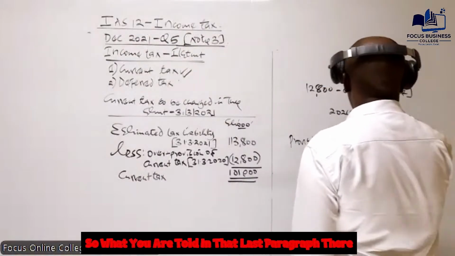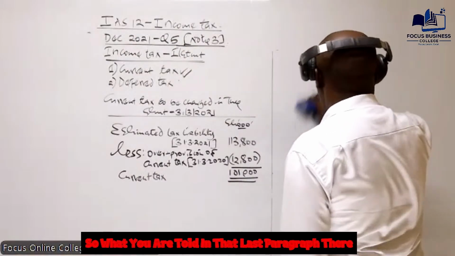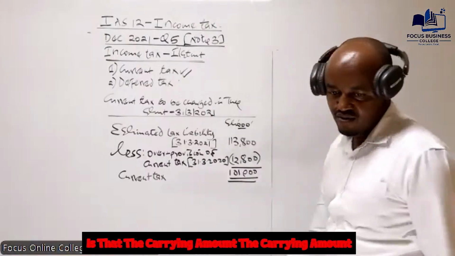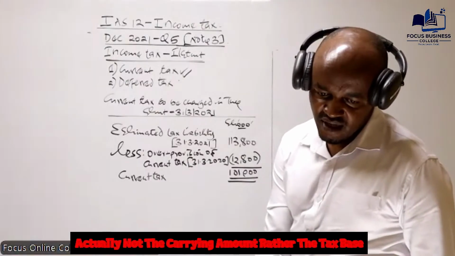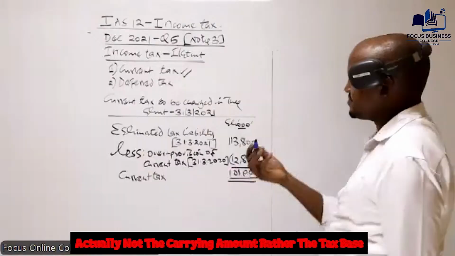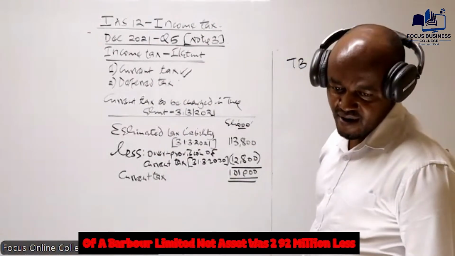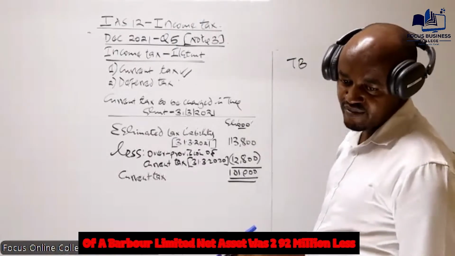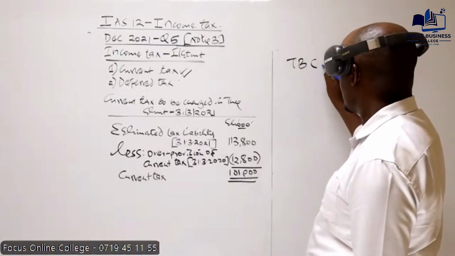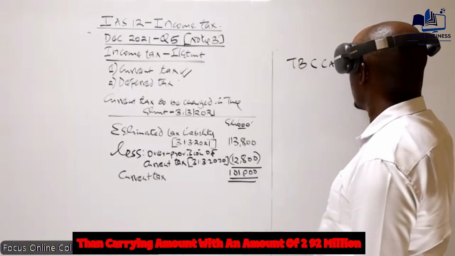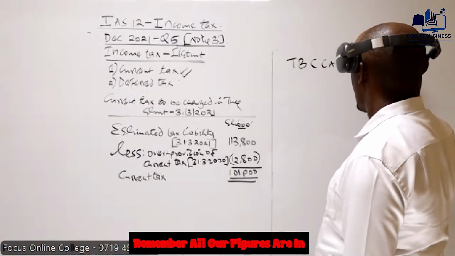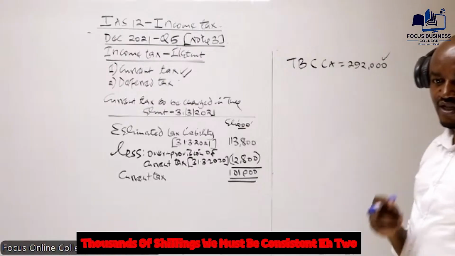Is 30%. So what you're told in that last paragraph there is that the carrying amount, actually not the carrying amount, rather the tax base. We are told the tax base of Babu Limited net asset was 292 million less. This one was less than carrying amount with an amount of 292 million. Remember, all our figures are in thousands of shillings. We must be consistent.